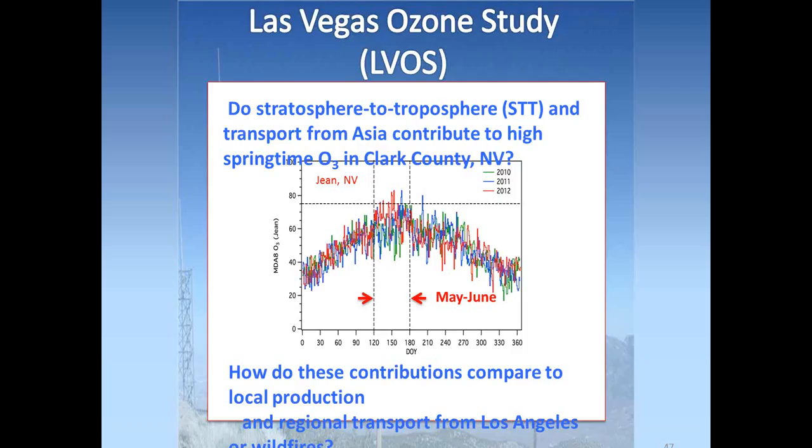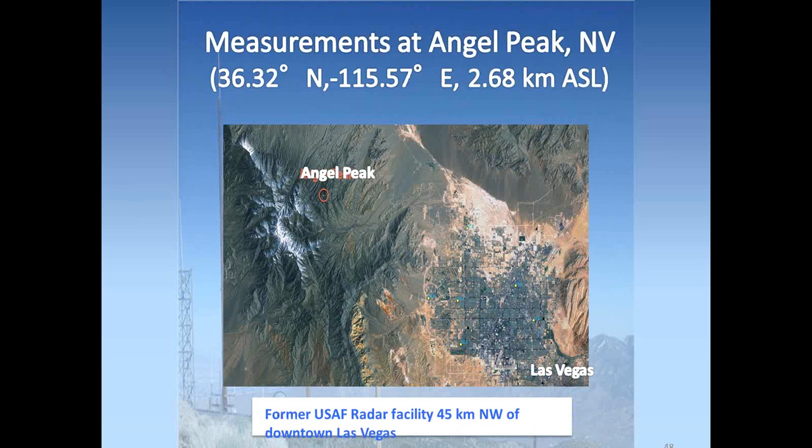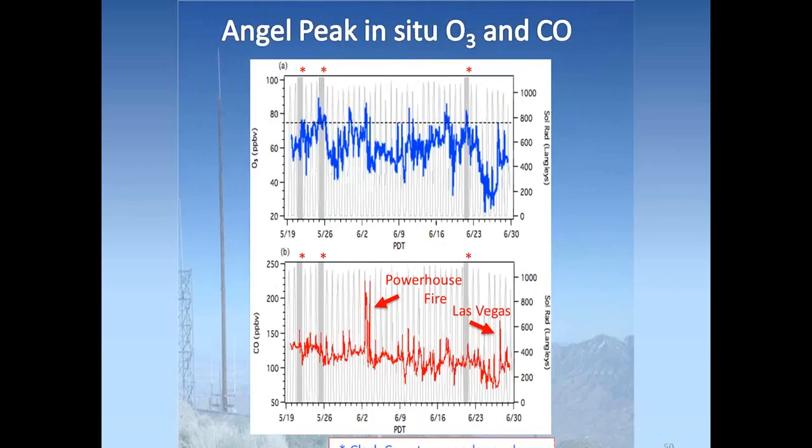The next slide just shows that the highest ozone in Clark County is in May and June. I'm not going to talk about ELVIS itself. Let's just keep moving ahead to this would be slide 50, perhaps. And these slides are here for your convenience, and the paper is out there in Atmospheric Environment.